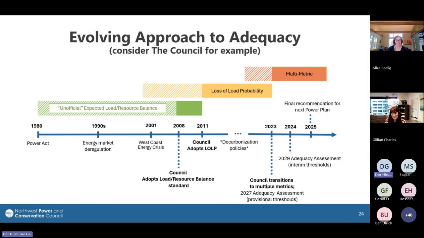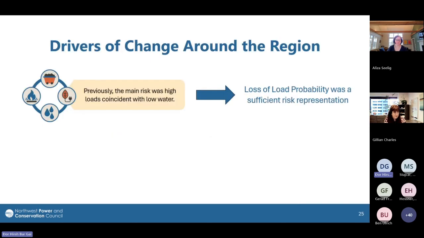The takeaway from this slide is adequacy takes time. We're not going to go through all of these, but know that even the Council had about 20, almost 30 years of using unofficially expected load resource balances. We'll talk about those. That's a deterministic way. It's really around the early 2000s, late 90s that we started doing probabilistic methods. And that too was over 10 years of using loss of load probability. And only as we were responding to changes in the region did we start using multiple metrics. And so again, it's just an example that utilities can go through these different evolutionary cycles. There's nothing wrong with it. You don't need to feel urged, but just see it as the industry is moving and utilities can take time as they evolve with their adequacy approach.